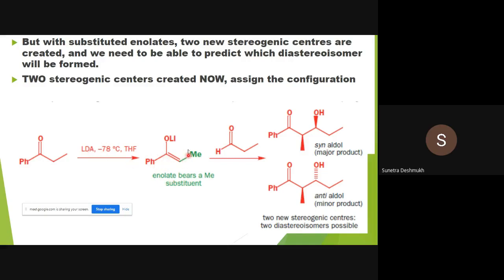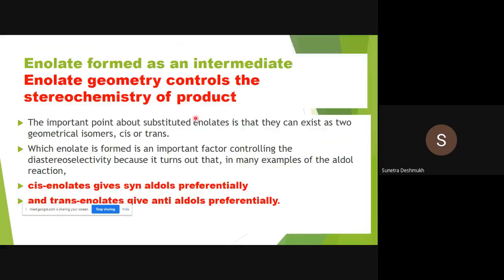Now everything revolves around this enolate formation. Pay attention to this enolate. This enolate controls the stereoselectivity of these two products. We are going to see in detail how this enolate controls the stereoselectivity of the formation of this product. So enolate formation is very important in the aldol reaction. Let's see one by one what is the role of enolates in our stereoselective aldol reaction.